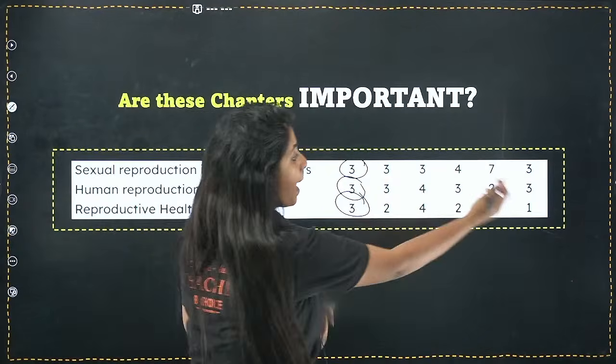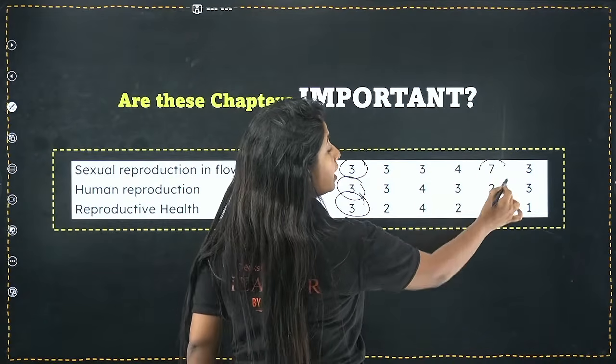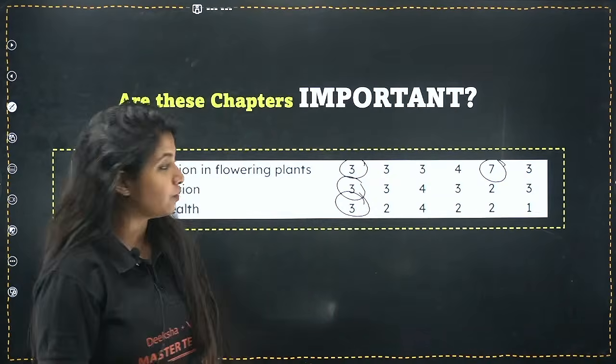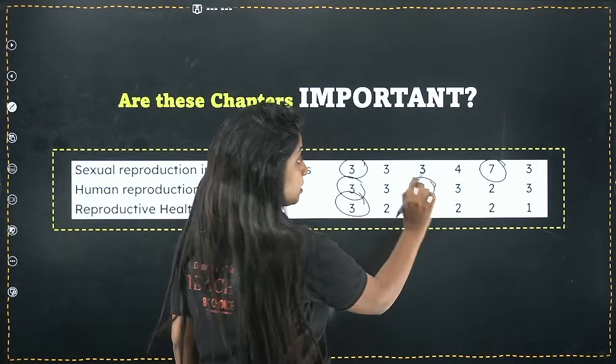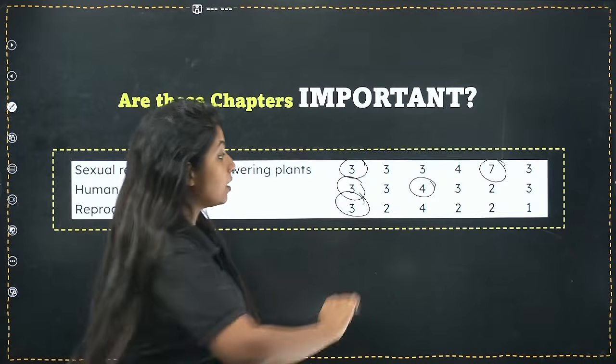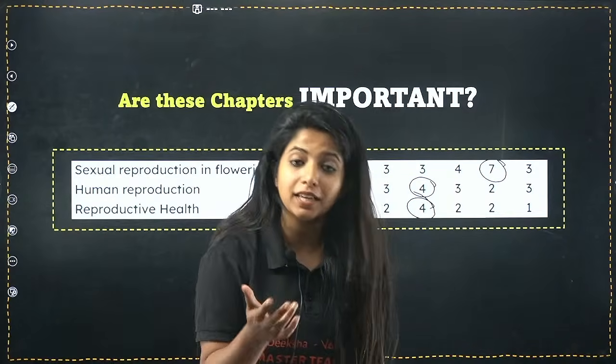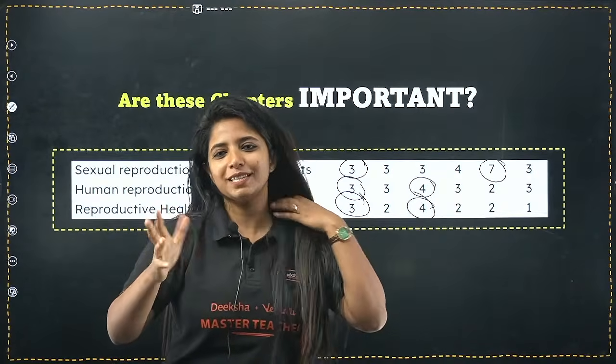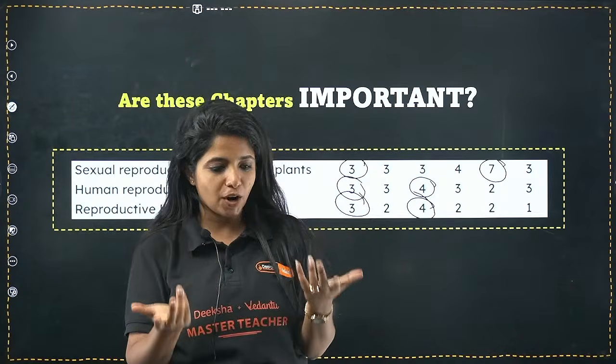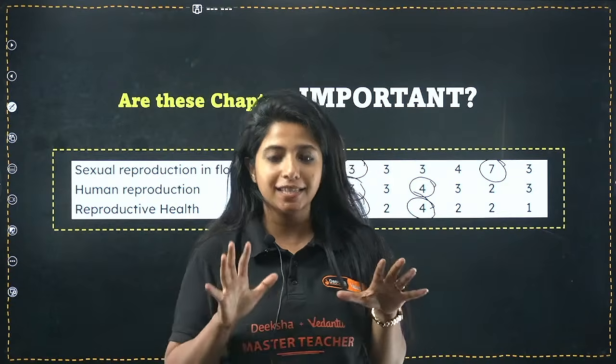But if at all you look back at the numbers, my dear children, 1 year was there where 7 questions came from sexual reproduction in flowering plants. Okay, here the maximum number of questions that went was 4. Here also from reproductive health, the maximum number of questions was 4. Now when you talk about PU2, we think that okay, in PU2, basically reproductive health is a small chapter, it's not having too much weightage, but that's not the case in KCET examination.